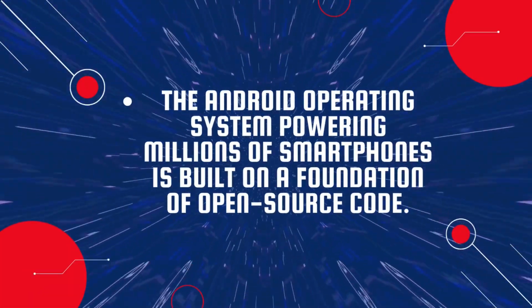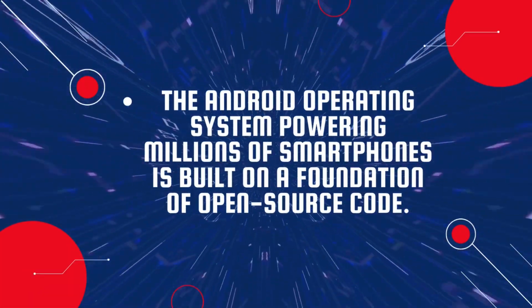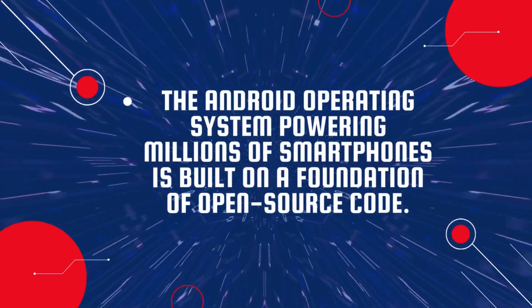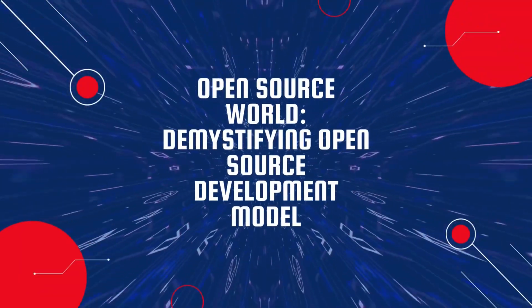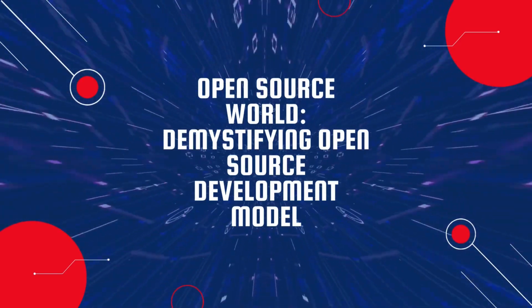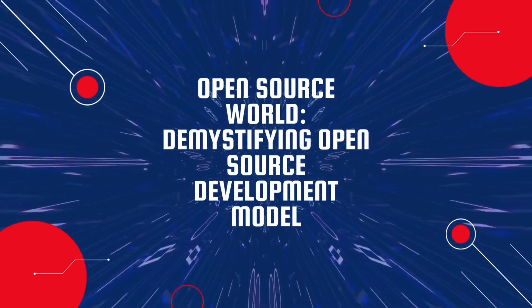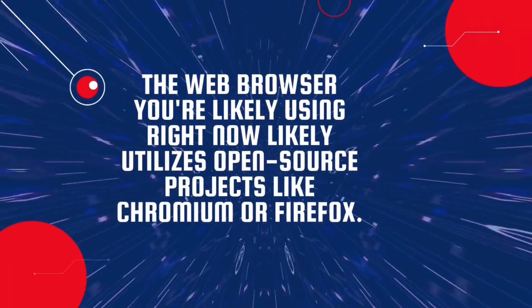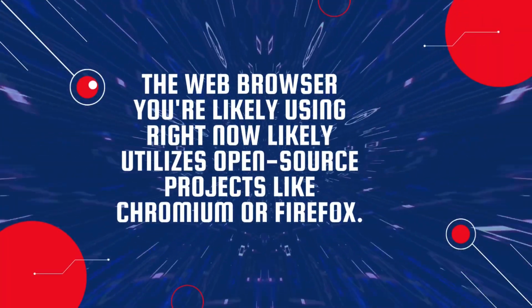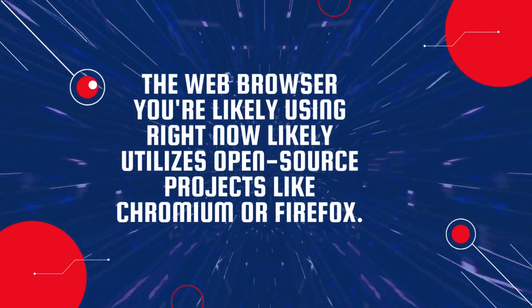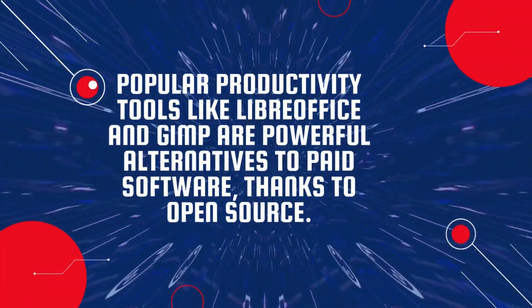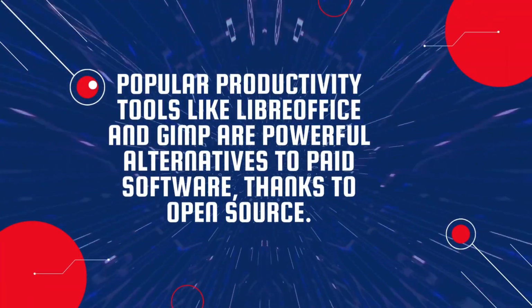Here are some real world examples. The Android operating system powering millions of smartphones is built on a foundation of open source code. The web browser you are likely using right now likely utilizes open source projects like Chromium or Firefox. Popular productivity tools like LibreOffice and GIMP are powerful alternatives to paid software thanks to open source.